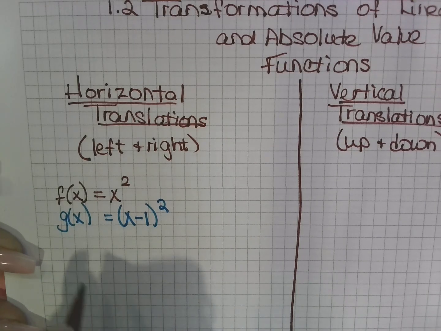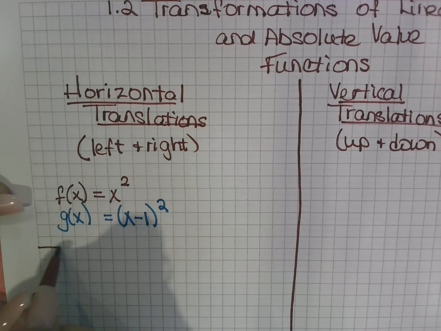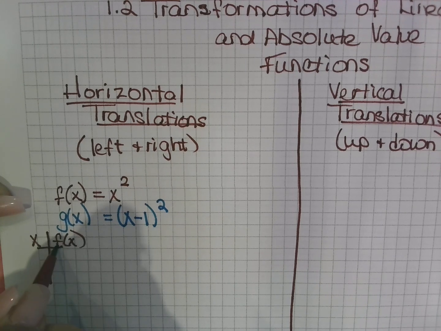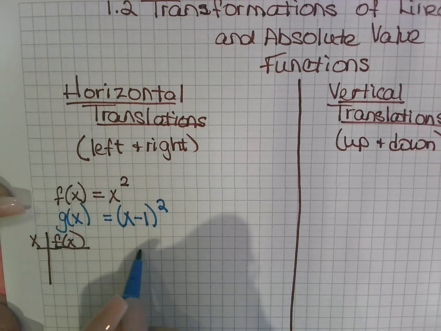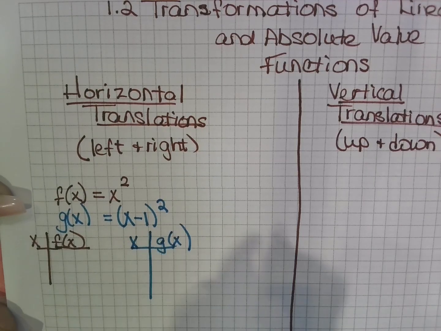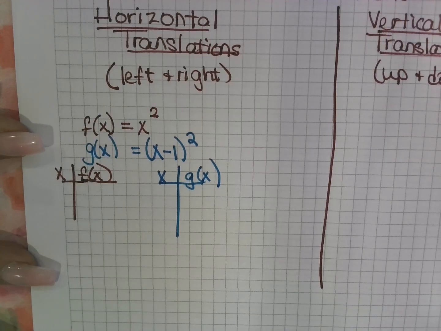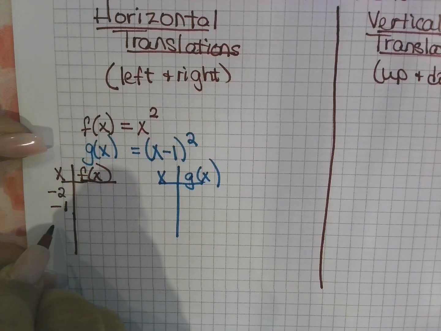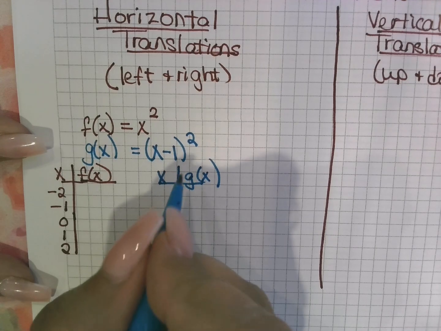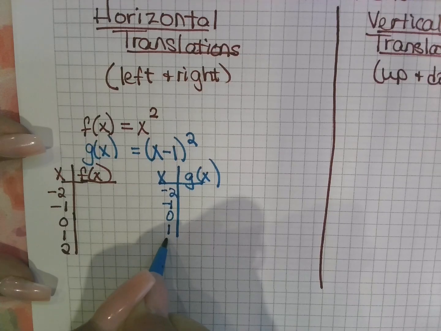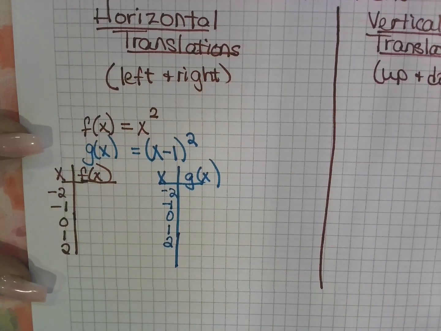Okay? So in order to do this, I'm going to do a table of values. I'm going to do a table of values for f of x, and then I'm going to do a table of values for g of x. And again, I'm going to pick my favorite numbers, and you should know them by now. -2, -1, 0, 1, and 2. And I'll pick the same numbers over here. -2, -1, 0, 1, and 2. And let's see what happens.